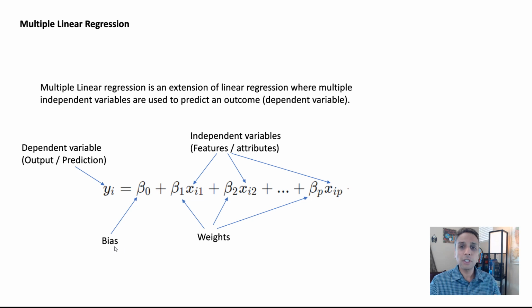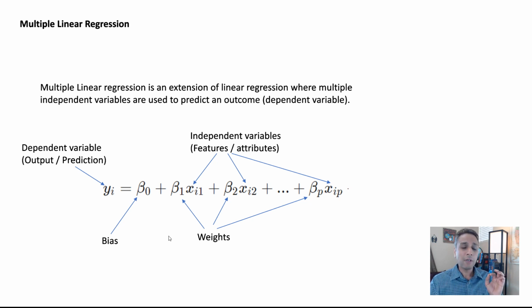I'm introducing this term because, again, later on, we'll use the same terminology for neural networks. So think of this: outcome, our prediction, and x's, as you know, these are all our features, attributes, independent variables. And these are weights, and this is bias.